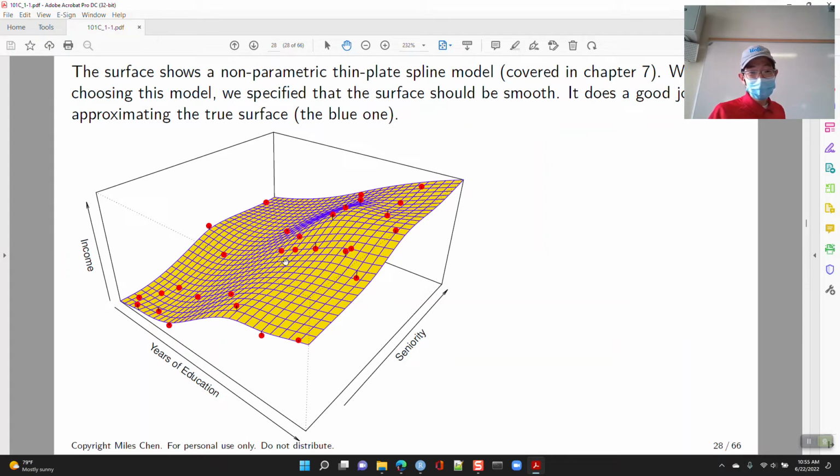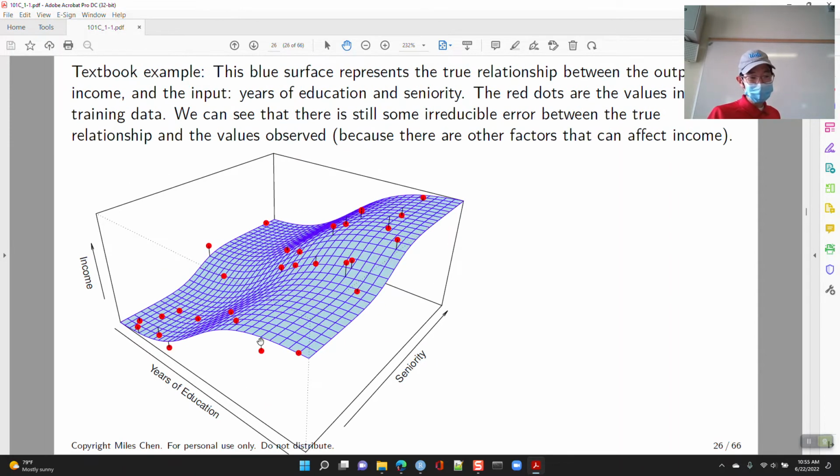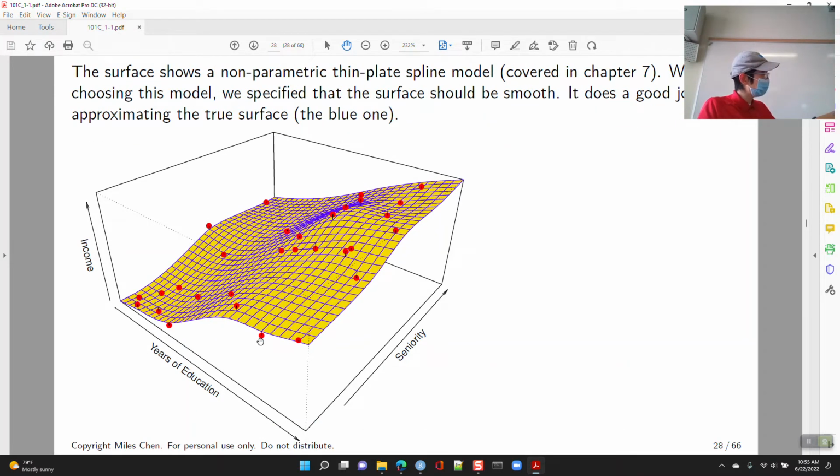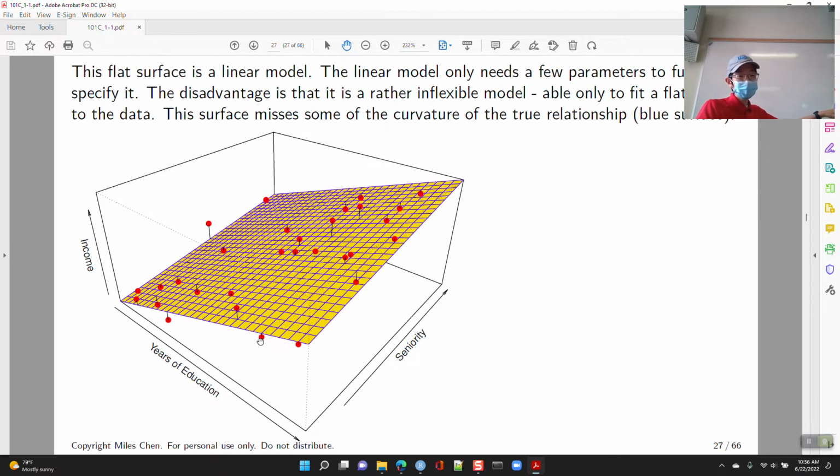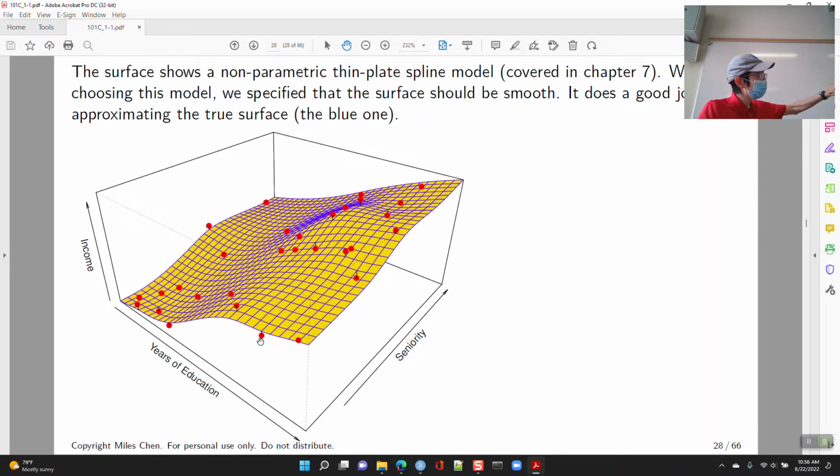Here is a non-parametric model, okay? And it says, hey, we want to fit just a smoothed out shape to the data points, and this is the shape that it gets. It's not exactly the same as the true model, but I would say it does a pretty good job. So this is pretty flexible. It's more flexible than this, so we have some curvature. It does a pretty good job of fitting our data.